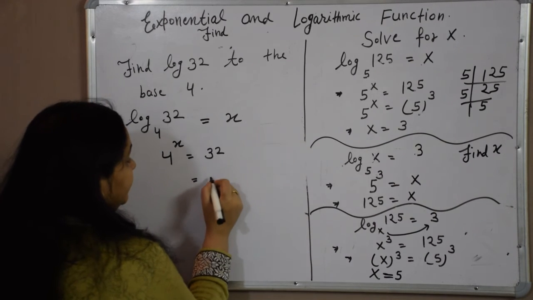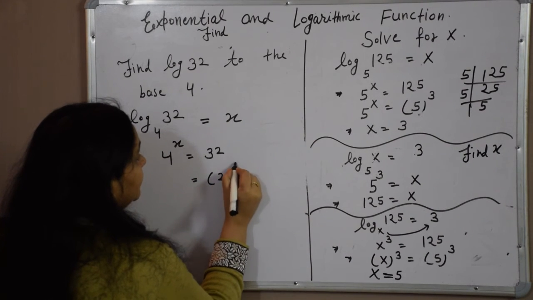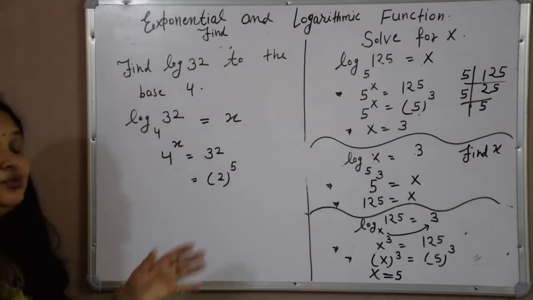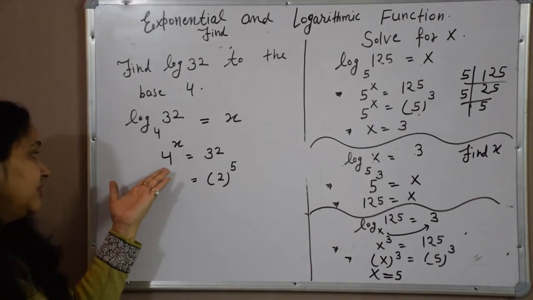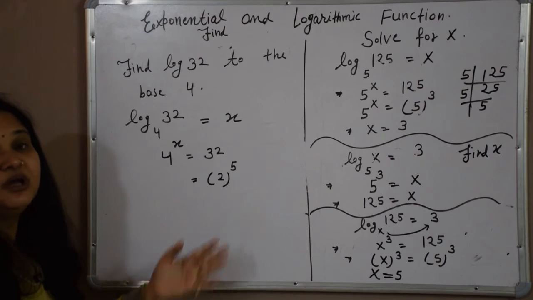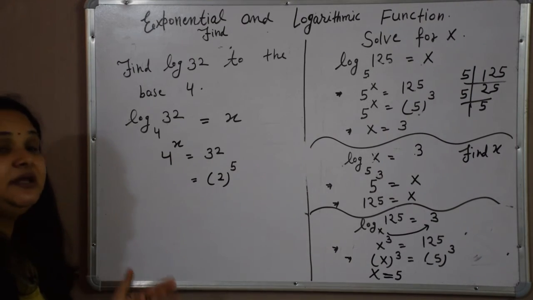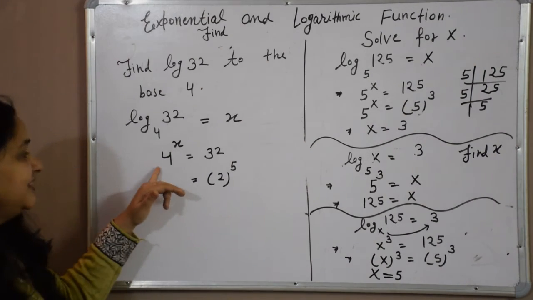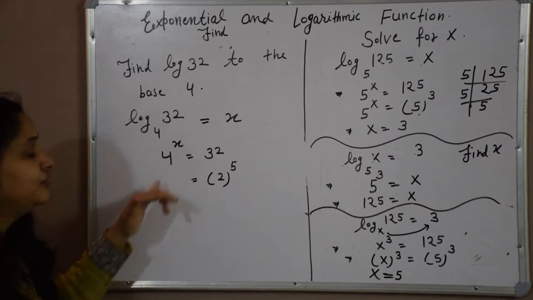So we know that we can write it in the form of only 2, and we know that 32 is equal to 2 raised to power 5, but here our base is 4 and here 2. How we can compare then? How we can equate them? So we can convert this 4 in the terms of 2.